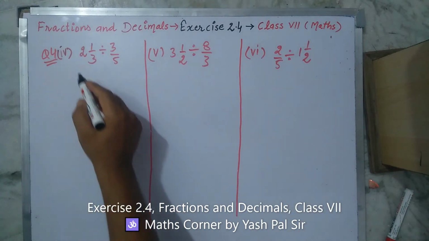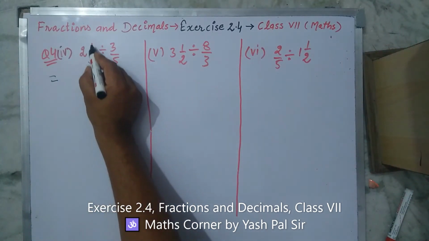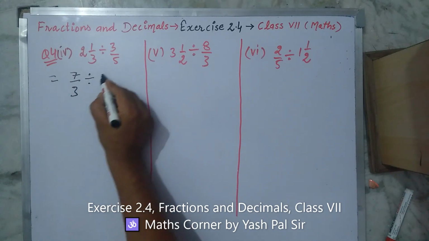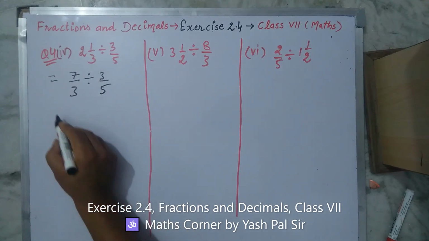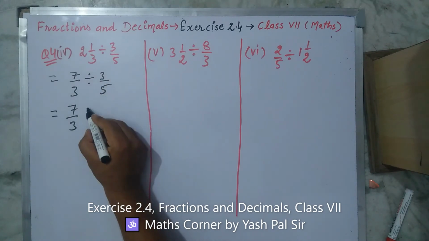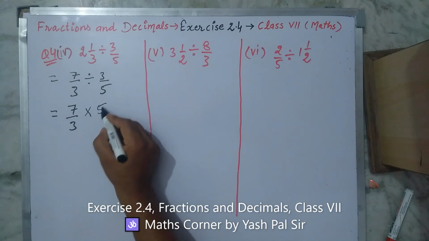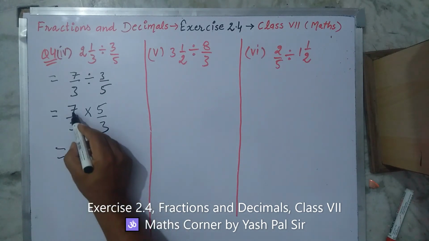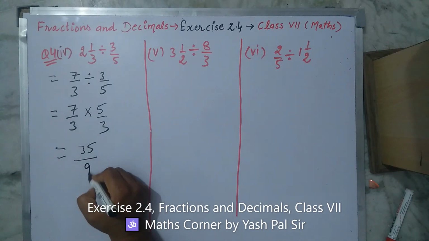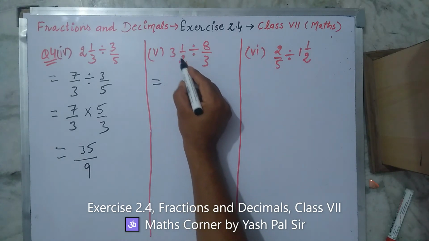Next part 4, 2 and 1 by 3 means 2 into 3, 6, 6 plus 1, 7 upon 3 divided by 3 upon 5 is equal to 7 upon 3. Converting divide sign into multiplication. Reciprocal of 3 upon 5 is 5 upon 3. Multiplying 7 into 5, 35. 3 into 3, 9.